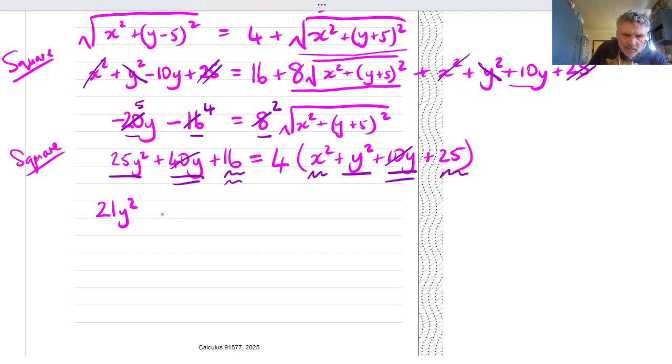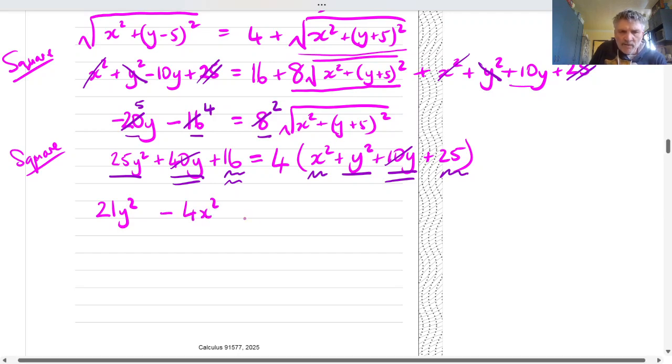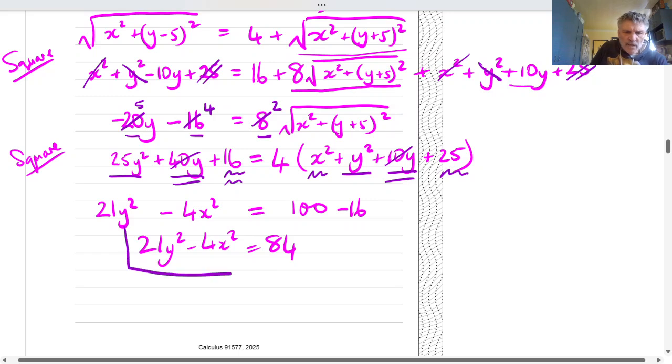4x squared, that becomes minus 4x squared on the other side, and equal to 4 5's are 100, and minus 16. So 21y squared minus 4x squared equals 84. And we are in the form they require.